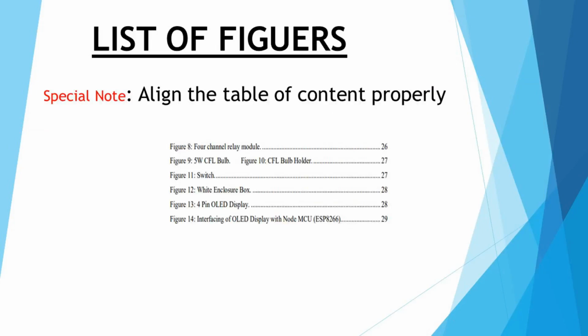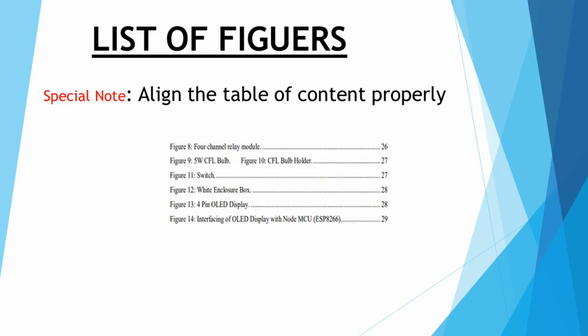Same like the table of contents, you have to make it look aligned properly, and you have to number your figures and make sure to give a proper title. Like, you have to write the figure number, then just give a small title for your figure, what this figure explains about.